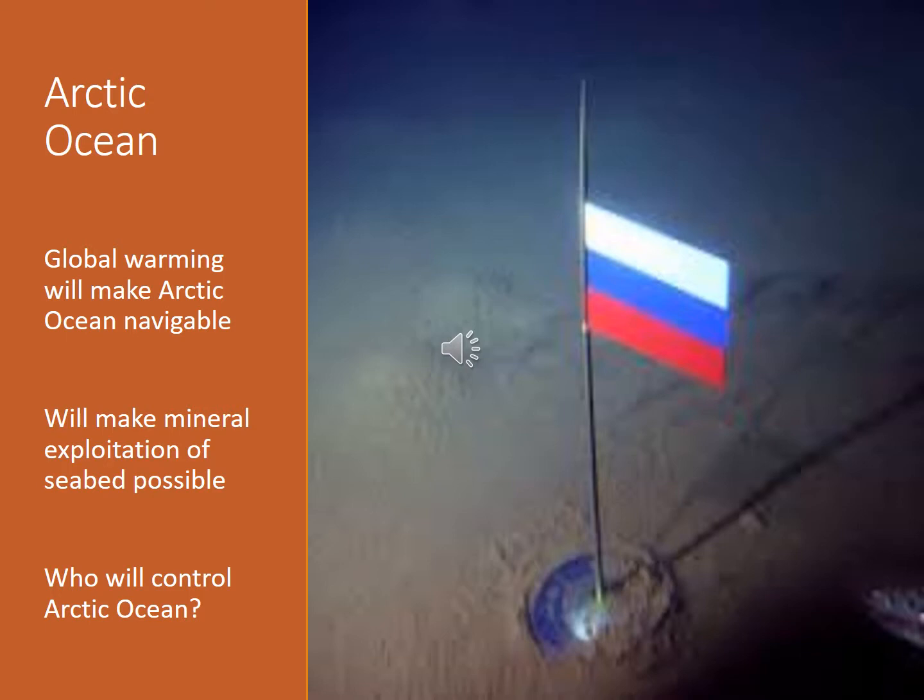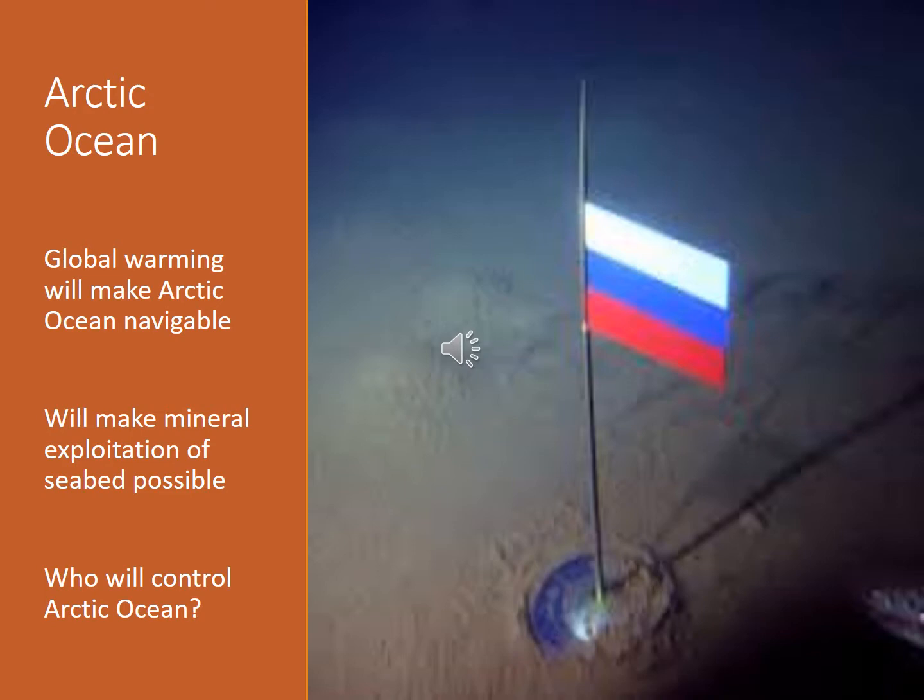But by far, I think the most interesting example of oceans as a source of rivalry is the Arctic Ocean, where again, melting ice caps are going to make the Arctic Sea navigable, I should say, for international shipping. They also allow for the exploitation of seabed resources that were no longer easily reachable when you had a thick layer of ice that was permanently placed in the North Pole.